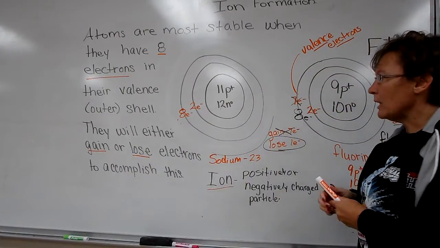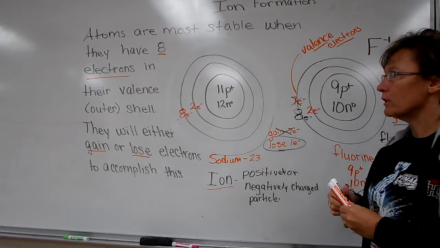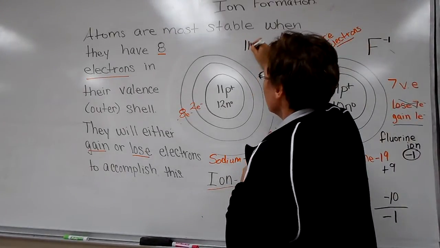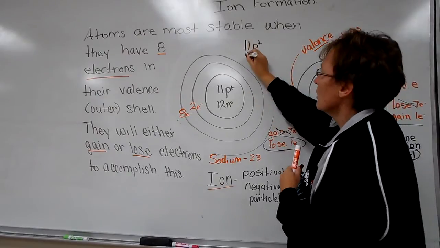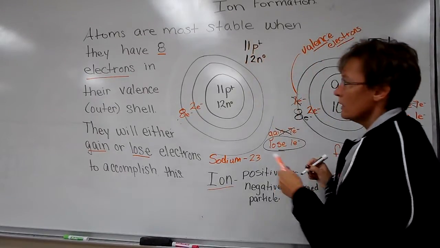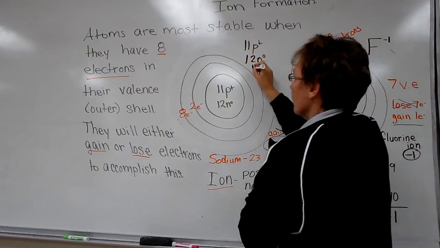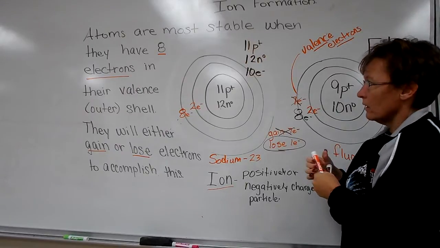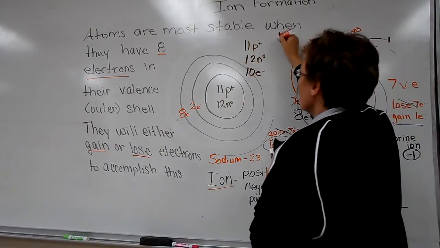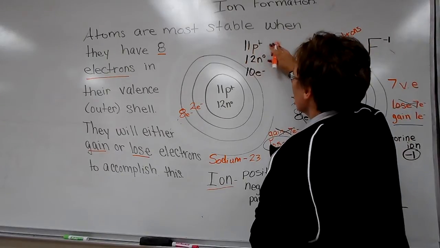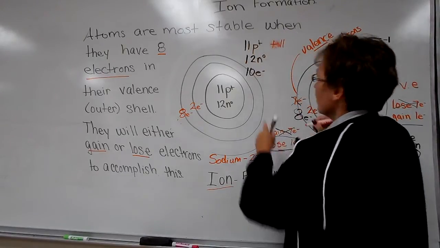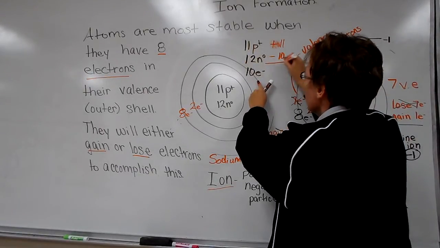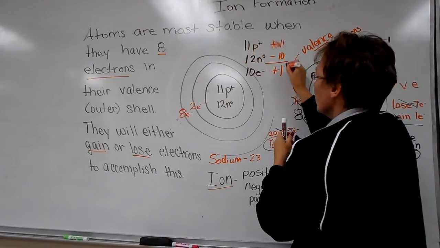We need to look at our protons, neutrons, and electrons for sodium and just count them up and see what's happened to our charge. So if we think about it, we've got 11 protons, 12 neutrons. How many electrons do we have? Now we have 10 electrons. Let's add up the charge. So we've got 11 protons, so that's plus 11. 10 electrons, each one of those is -1, so -10. If we add those together, we end up with +1.